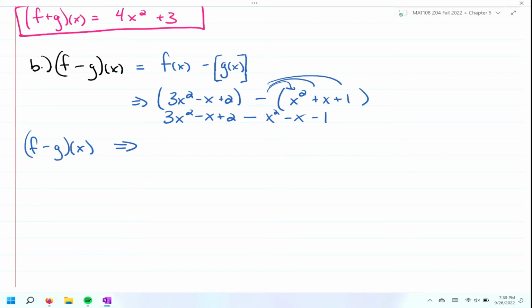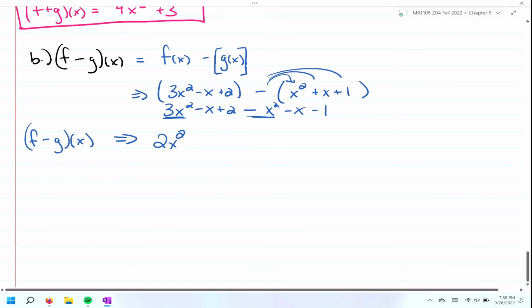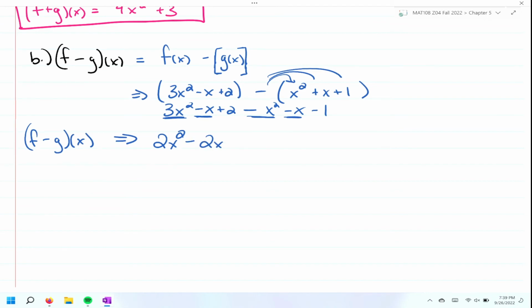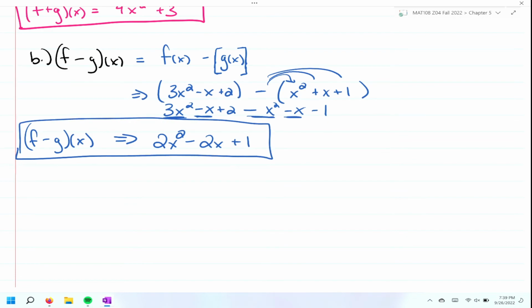So now, when we evaluate f minus g of x, all we have to do is group like terms. 3x squared minus x squared, well, that's going to be 2x squared. Negative x minus x is going to be minus 2x. And then 2 minus 1 is plus 1. So that's what we have here.